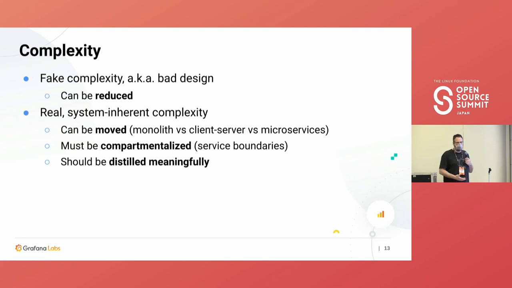Also, if you are subject to regulations, like for example in finance, those are, for your intents and purposes, real system inherent complexity. And you cannot just do away with this complexity, but you can move it around, you can compartmentalize it, and ideally you distill meaning from it so others who are not as much an expert in that part can still get use out of this.